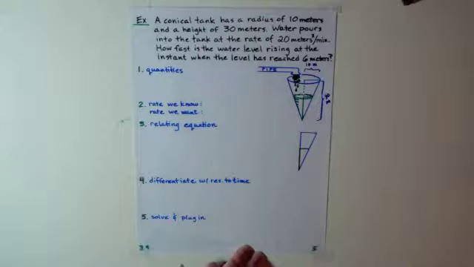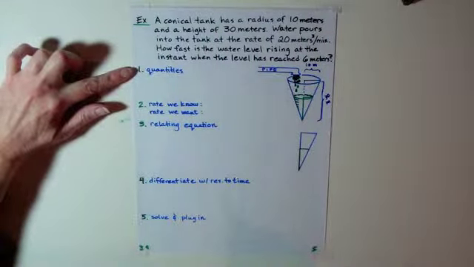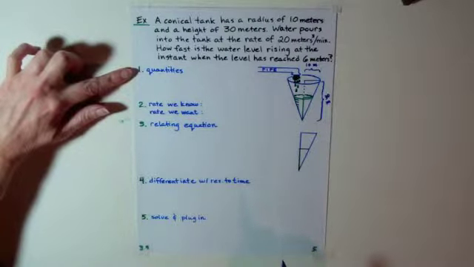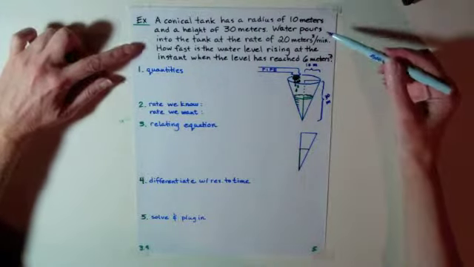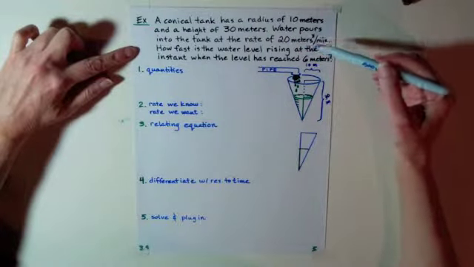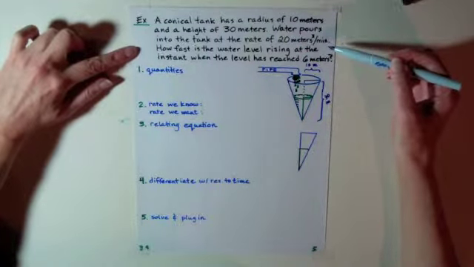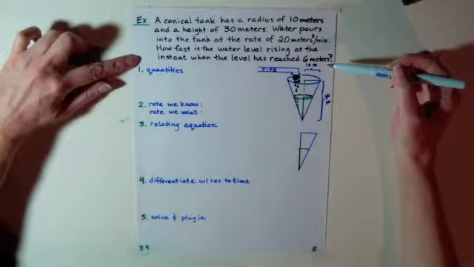Well, let's think about it a little bit. First of all, we want to label the quantities that are varying in time. So let's try to figure out what quantities are discussed in the problem that vary in time. And let's see, they talk about water pouring into the tank at the rate of 20 cubic meters per minute. And they also talk about how fast is the water level rising at a certain instant in time.